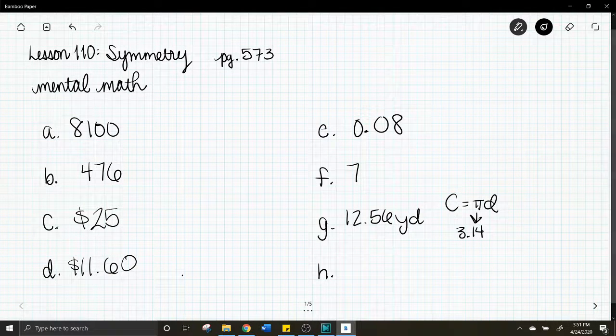Letter H, square 10 minus 1 divided by 9 times 3 minus 1 divided by 4 times 7 plus 4 divided by 3. The answer to that is 20.